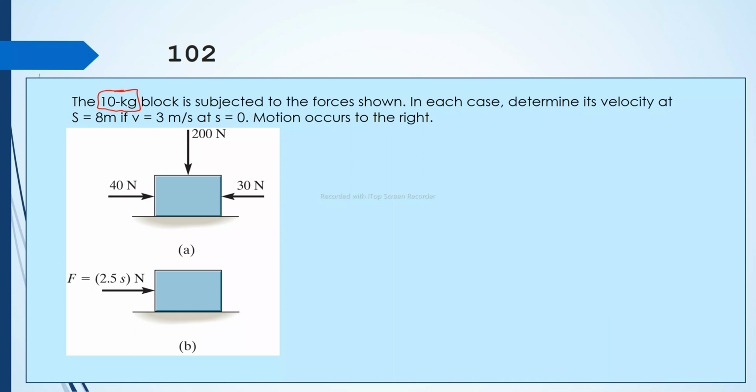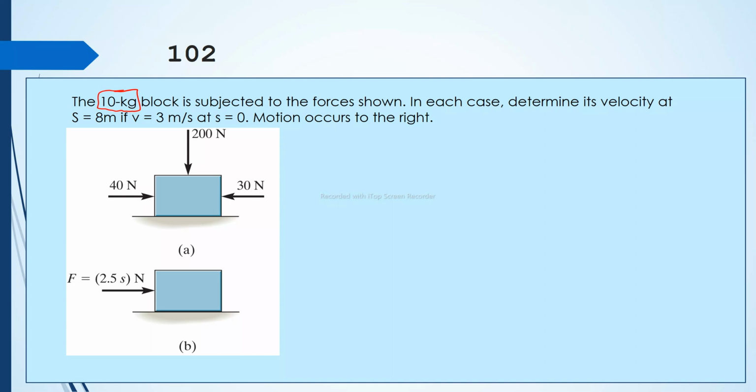In case A, we have a force here, 200 newtons downward, and then 40 newtons to the right and 30 newtons to the left. In case B, we have a force that is equal to 2.5 s newtons. So in case A, take note of the forces. In case A, the forces are constant, so it is expected that the acceleration here is constant.